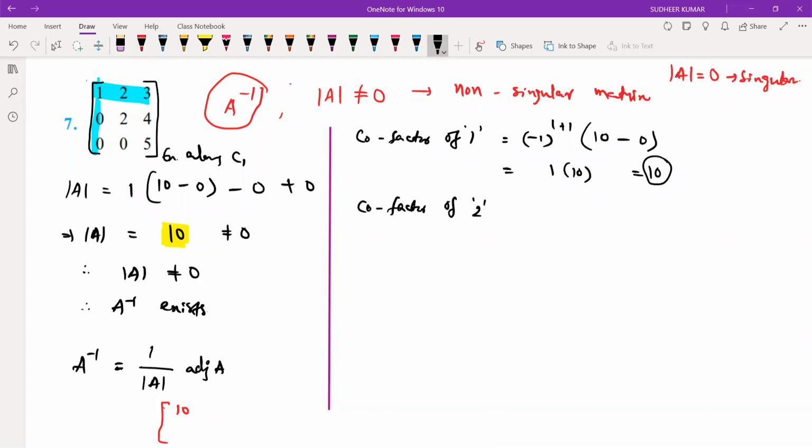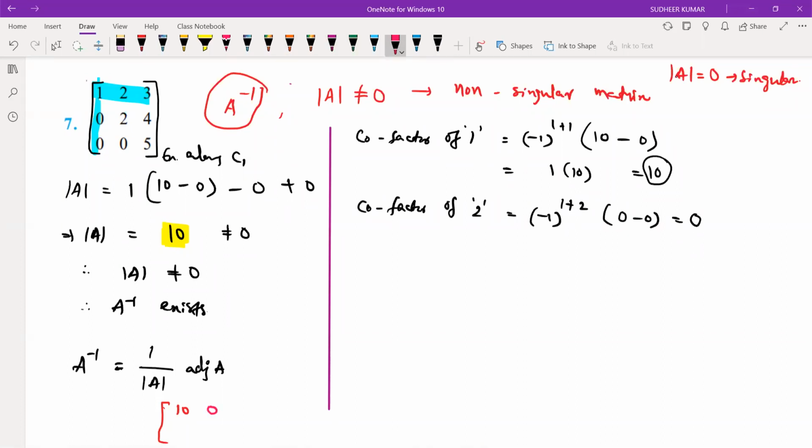Next, cofactor of 2. This is for making you understand. If it is inverse, you can proceed directly also. It's your wish. (-1) to the power of 1+2, first row, second column, 0 minus 0. Anyhow, the result is 0 only. So 0.